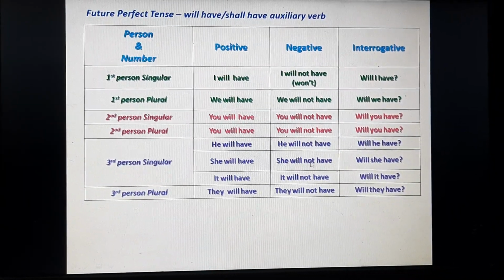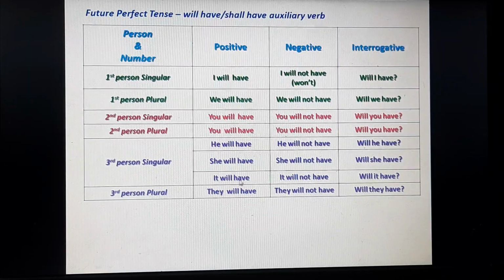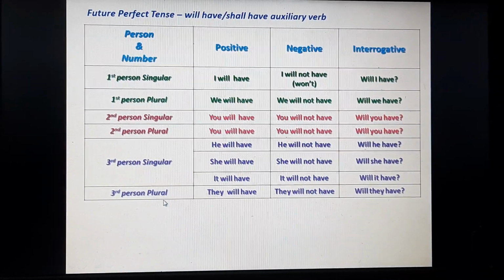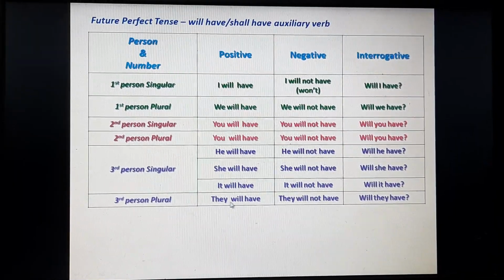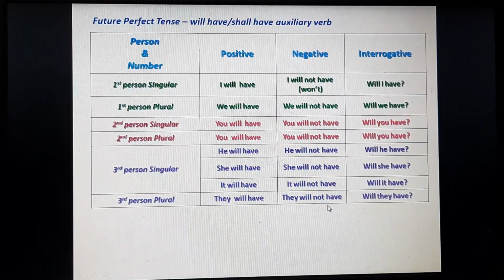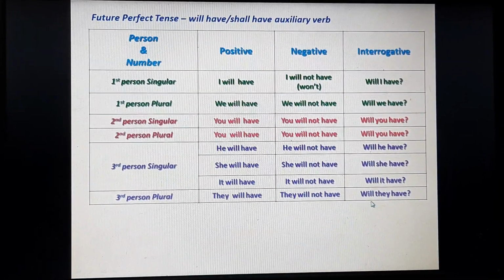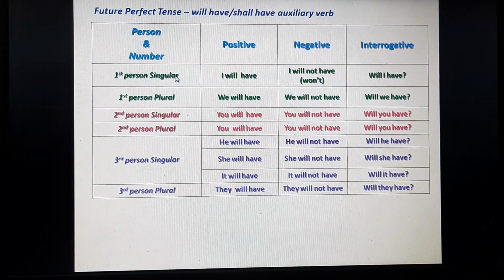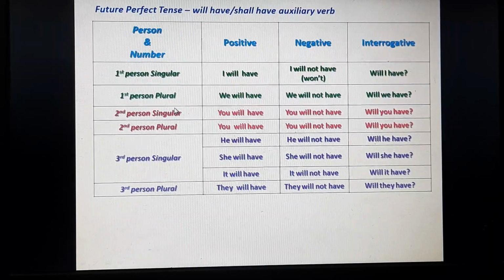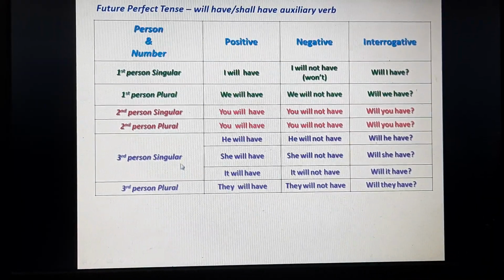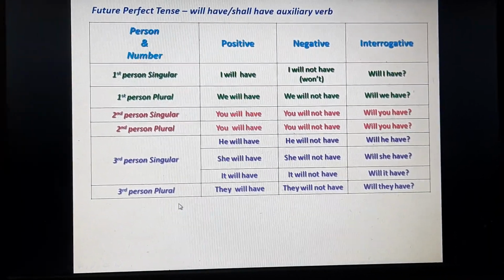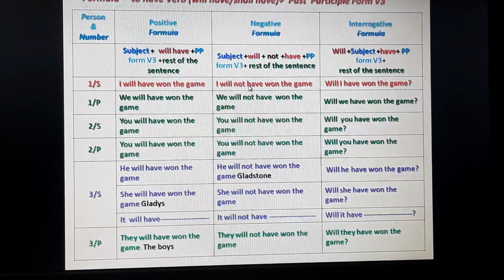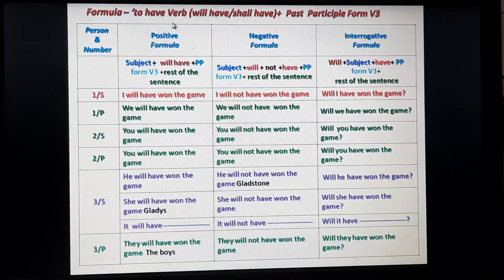She will have, she will not have, will she have. It will have, it will not have, will it have. In the third person plural, in the positive they will have, in the negative they will not have, in the interrogative will they have. So whether it is first person singular or plural, second person singular or plural, or third person singular or plural, our auxiliary verb will be will have. Now let's see how to use them in sentences.